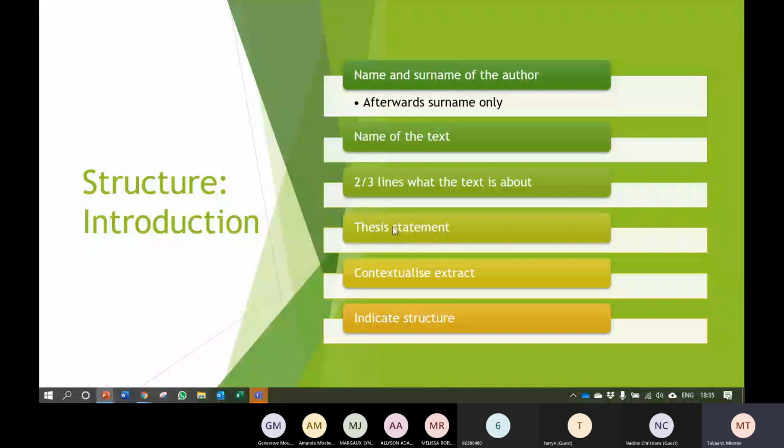The thesis statement we'll speak about now. When you find the extract, you need to contextualize the extract. That means that you have to say what happened just before it, what happened afterwards, and how this extract is related to other events in the book. And then in your thesis statement, you would have said what you are trying to prove. So now you have to indicate how you are trying to prove it.